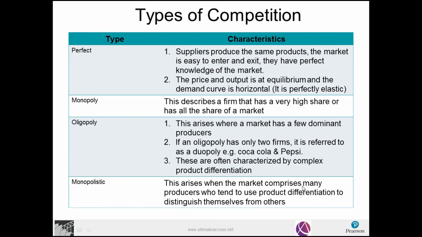Then monopolistic. This arises when the market comprises many producers who tend to use product differentiation to distinguish themselves from others. Don't confuse monopolistic and monopoly. A good example of monopolistic is the phone industry. You realize that there are so many phone manufacturers. We have iPhone, we have Nokia, we have Samsung, we have Siemens, we have Motorola, we have Oppo. Depending on the country, you could even be having more, like the BlackBerry and the likes. So how would I know that maybe a Nokia is better than a Samsung? What would I be looking at? I'll look at what features they have. Is the camera better? Does it have better software? How is the processor? What is the RAM? So you look at very many things that might differentiate different products.